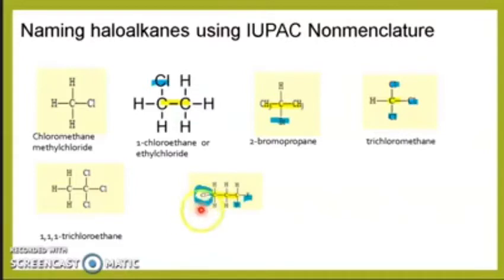branch, because alphabetically the C comes before the F. So the chlorine is connected to the first carbon. That's why we have 1-chloro. We have 2 fluorines, and therefore we have 2 numbers, one for each branch: 3, 3. We have to use the prefix di because we have 2 branches of the same kind, fluoro. So we have 3,3-difluoro, and the name of the main chain, which is propane.